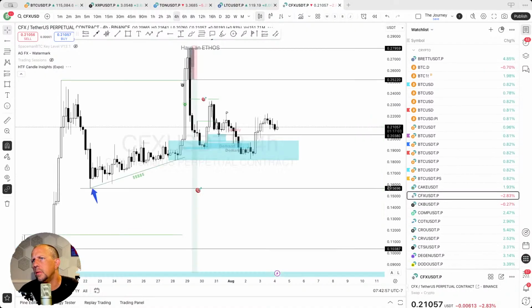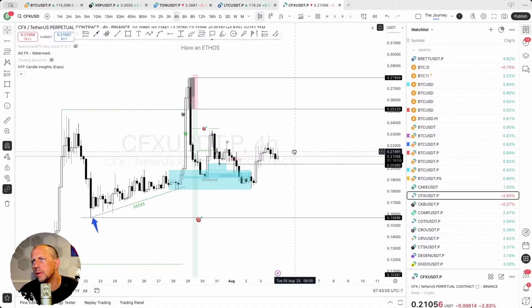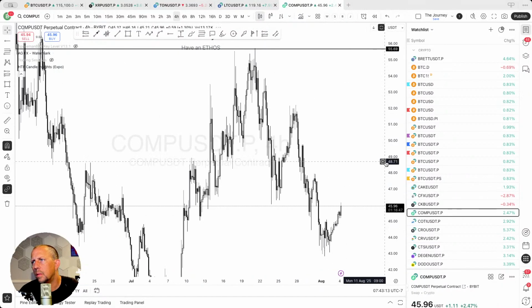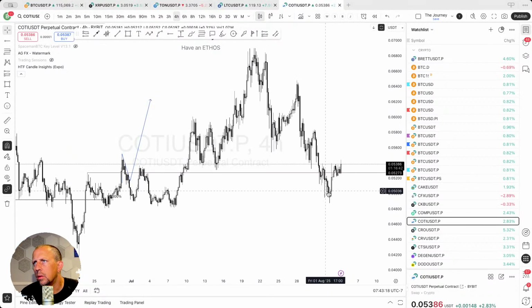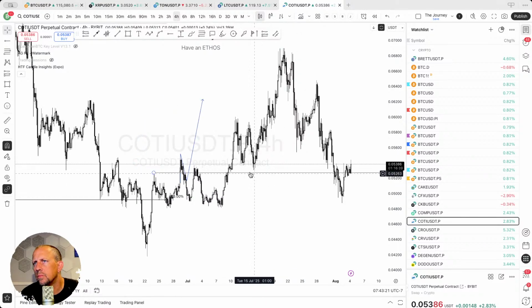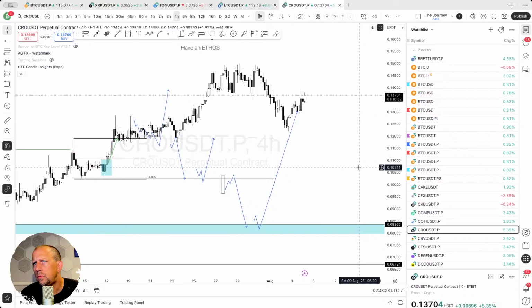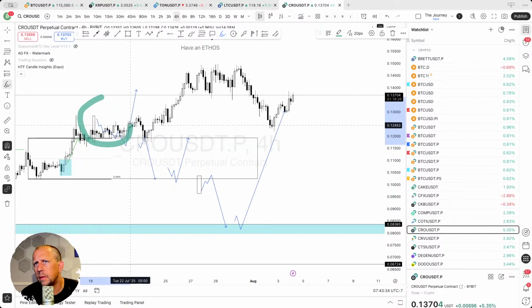CFX may very well make a run towards that high from that demand zone. Getting some moderately bullish structure here. Okay. Compound. Okay.